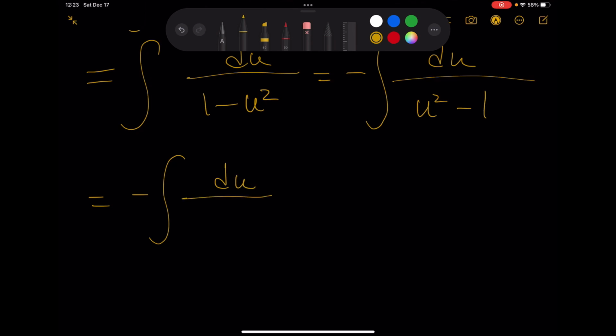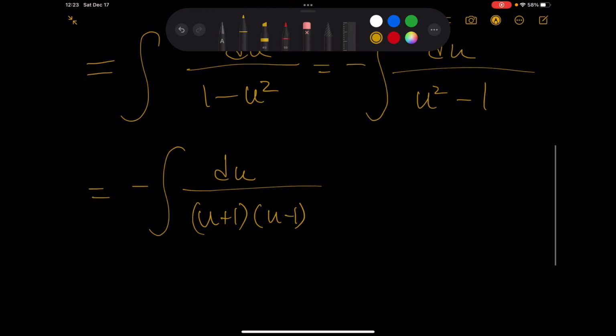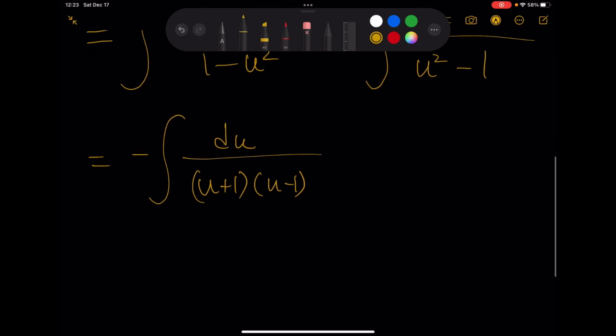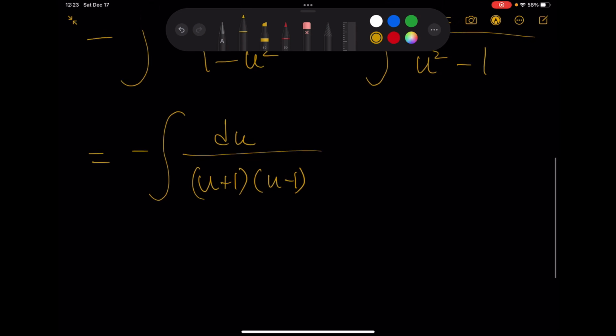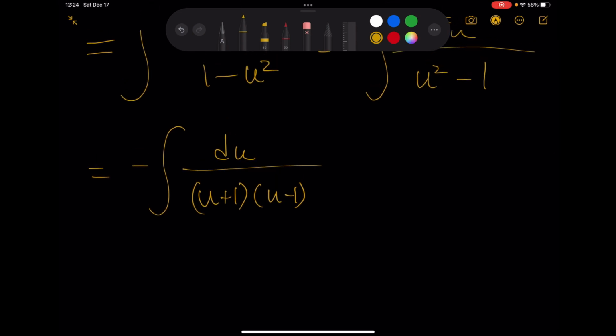And from here, we can rewrite this integral to be equal to du over u plus 1 times u minus 1 using the difference of squares. And from here, as you can probably tell by now, we can use partial fractions. You can use partial fractions to solve and simplify this integral.